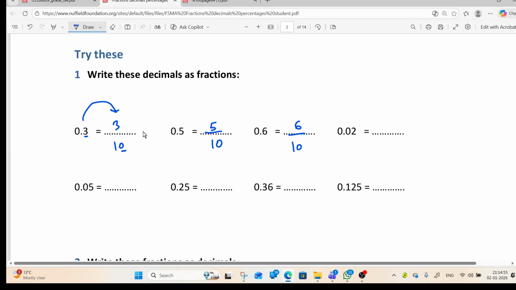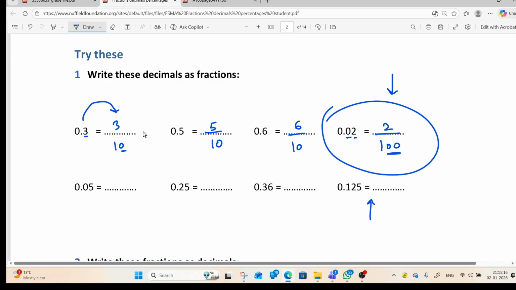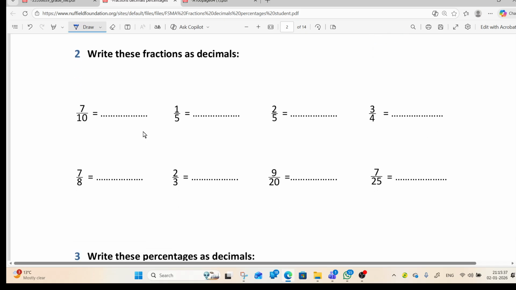Next. 2 over 100. Very good. Why did you put 100, not 10, in this question? Because after the decimal there are two digits, so you put two zeros. Okay. Try this, 0.125. 125 over 1,000. Very good. 1000, because there are three digits, so we put three zeros.